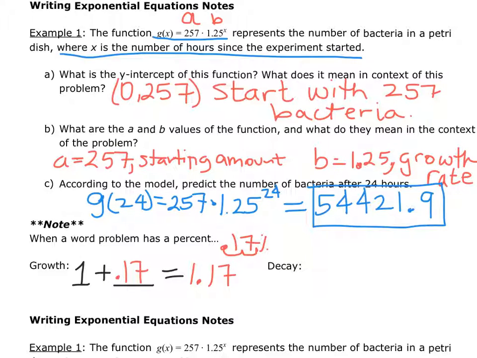What about decay, though? Decay's got to be less than 1, right? Minus. So we're going to subtract. You got it. So here we're going to say 1 minus our percent. So again, we changed that 17% to 0.17 so that it's a decimal we can use. So 0.17, so 1 minus 0.17. What's 1 minus 0.17? 0.83? And that's less than 1, right? So that's a decay. Is that okay?